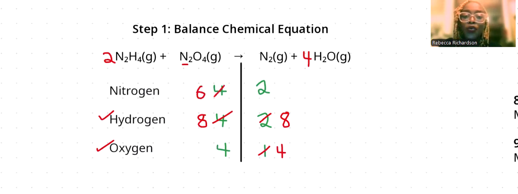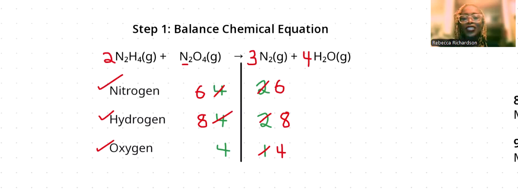And so I have only 2 on this side. So if I add a 3 as my coefficient, then that changes that to 6 on the right side. So now my equation is balanced. So we can move on to the next step.